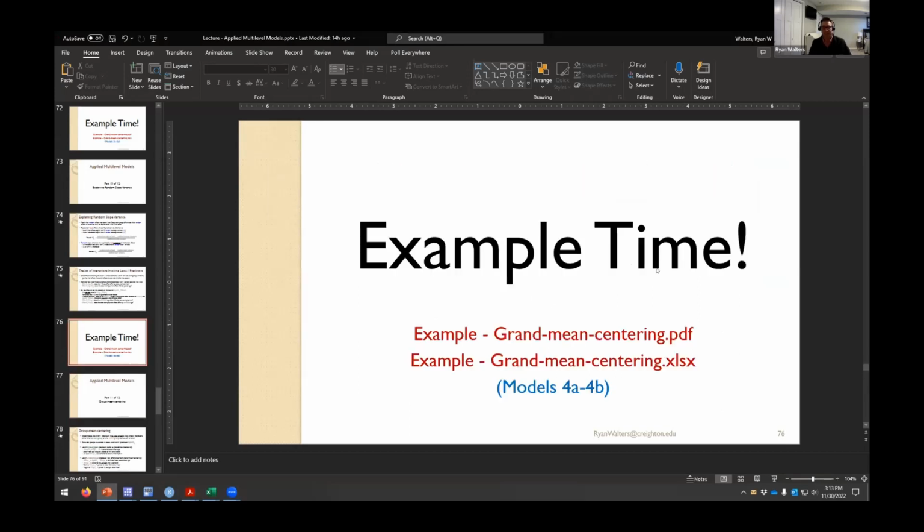That is the end of grand mean centering. I'm hesitant to ask if there were any questions, and I will stick around after this is over if you have any.